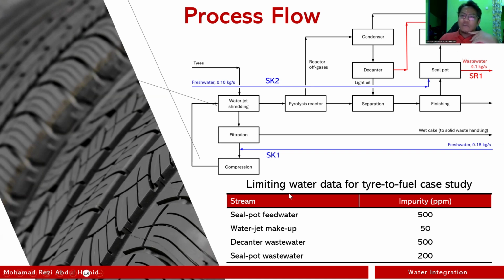And then, of course, in order to reuse the water, for water network synthesis, obviously you cannot get pure water. You have to accept the fact that they will have impurities. So these are all of the impurities. Seal pot feed water is this one, SK2. Water jet makeup stream, impurities of 50 ppm, is this one. Decanter wastewater is, let's see, maybe this one, 500 ppm. And then seal pot wastewater is 200 ppm. We covered this last couple of weeks, so I don't want to go into details.